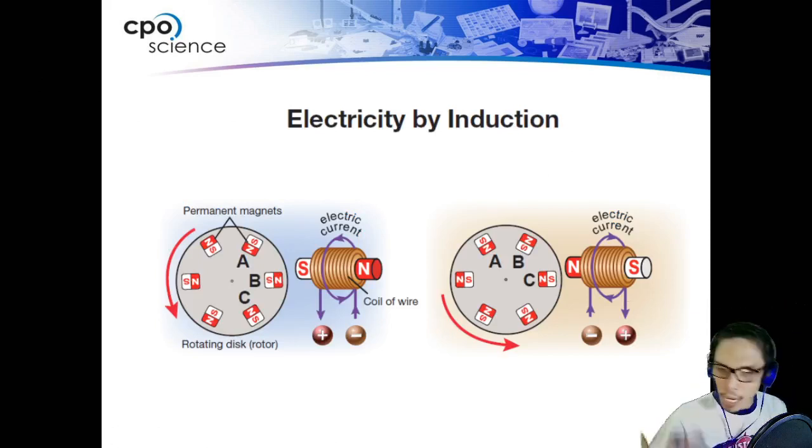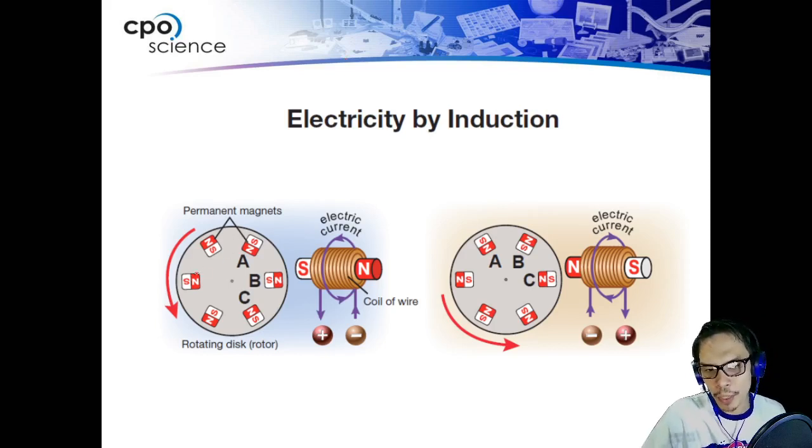So in summary, it looks like this. The permanent magnets that you have right here are spinning. As it spins, it changes its polarity in every part of this rotor that you have right here. As this coil of wire encounters different polarity, it creates this electric current.